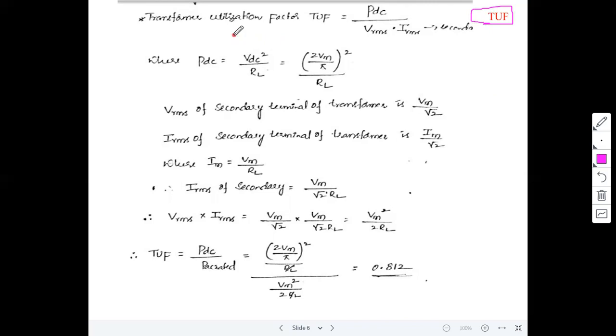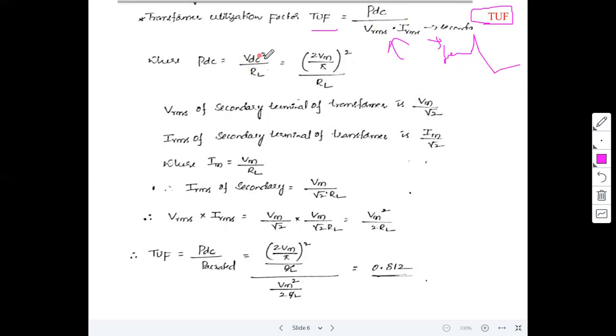TUF, right? Okay, already last class we derived the TUF, transformer utilization factor, for center tap transformer. While deriving that, we considered the average of TUF due to primary windings and TUF due to secondary windings. Okay. Now observe that TUF is equal to output power delivered to the load, PDC, by input power Vrms into Irms. This is due to secondary winding. Okay, this is due to secondary windings.